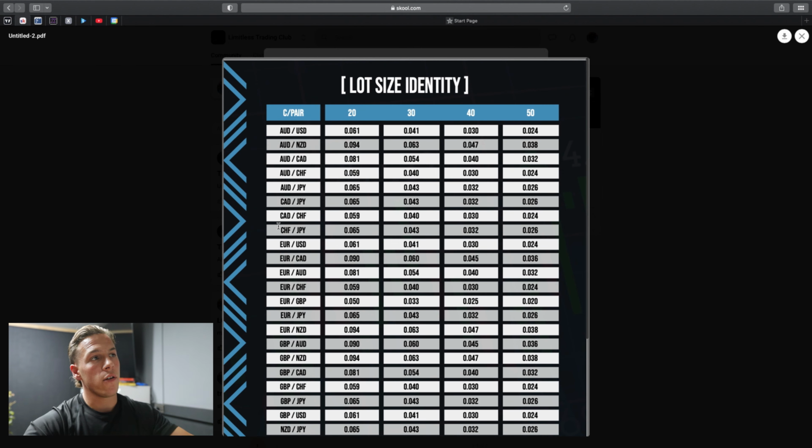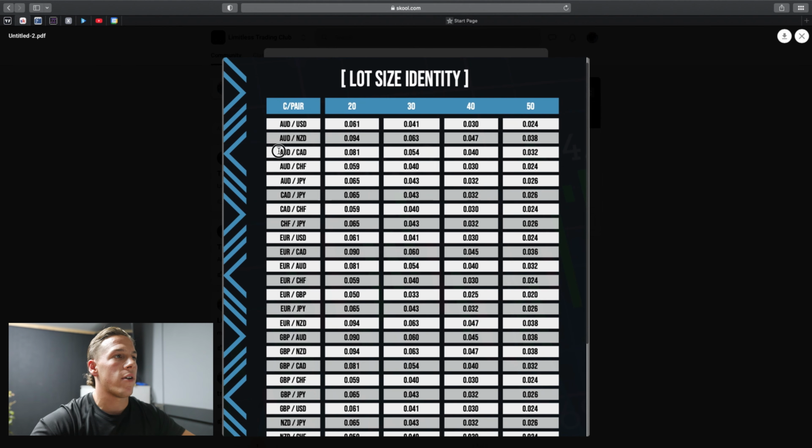You first of all need to find the currency pair you're looking to use. Let's find AUD/CAD because that's my favourite one. So we're looking at our currency pair trade is on AUD/CAD. Then we've got our lot size identifier. I have made this custom to me and to my strategies.